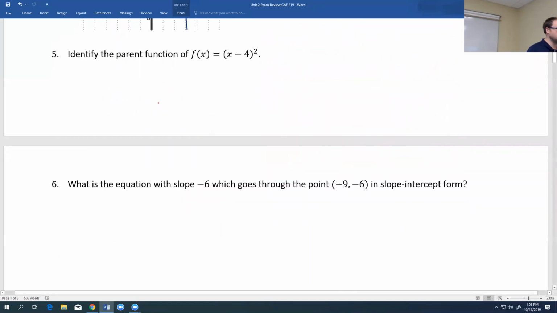Okay, identify the parent function. I'm just holding my hand to my ear now. I'm listening for the name of the parent function. I'll accept 2 possible answers. Like one of them said, oh, they don't even want the name. I'm looking at the key now. They don't even want the name. They just want the form of it.